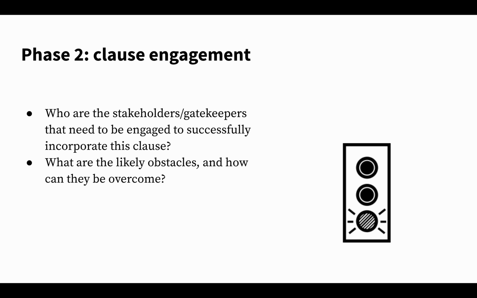From this assessment, you can first look at those rated green and begin to think about how you would get buy-in for incorporating them. Who would be the relevant stakeholders in this agreement type? Who are the relevant gatekeepers? For example, the knowledge managers or senior partners that you need to get sign-off from. What are the likely obstacles and how can they be overcome?